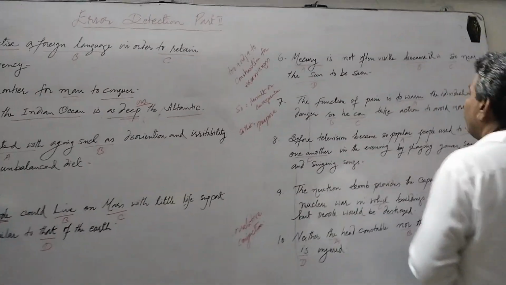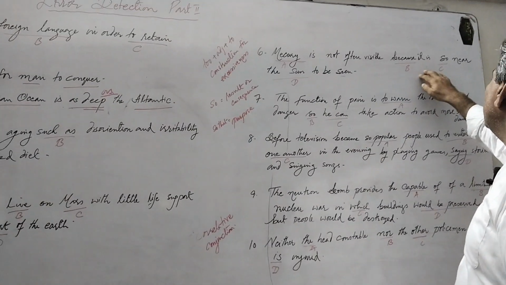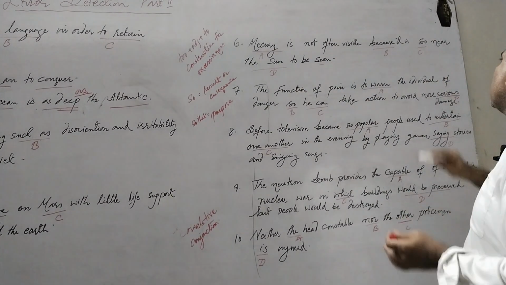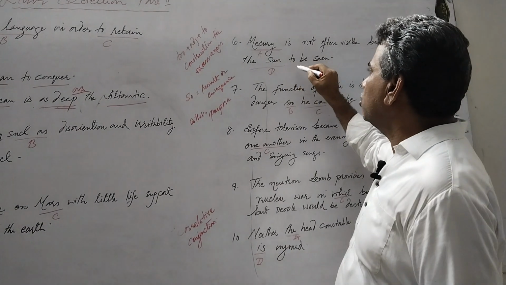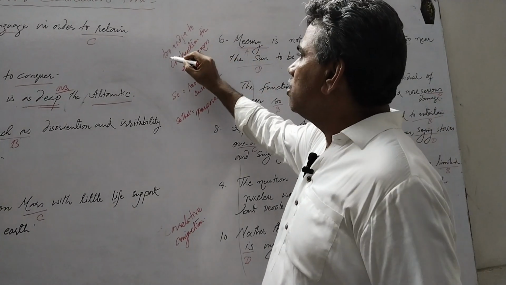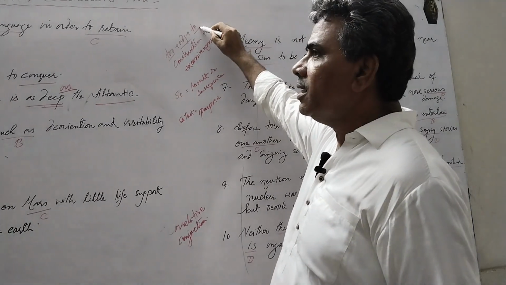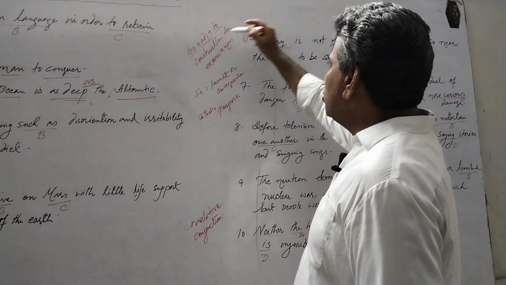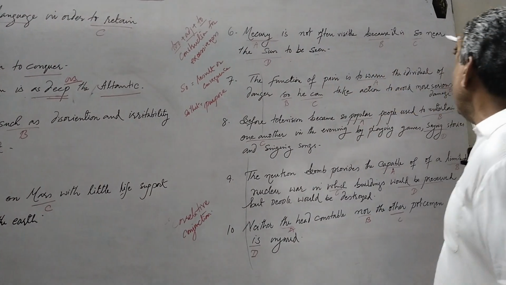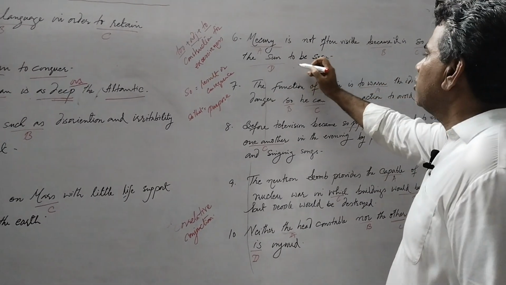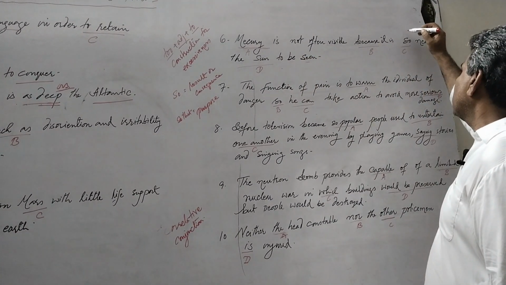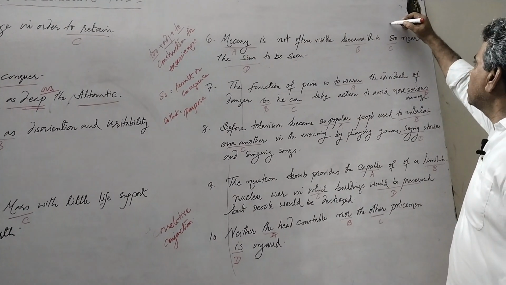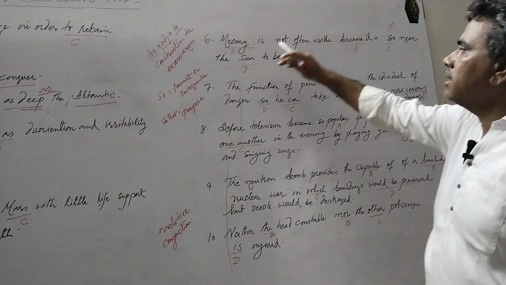Mercury is not often visible because it is so near the sun to be seen. Here we have "so near the sun to." Now we have the construction of too plus adjective plus to. When that construction is used for excessiveness, we use too plus adjective plus to. But here we see "so near the sun to be seen." So we cannot keep the word so here. The right construction is "too near the sun to be seen."